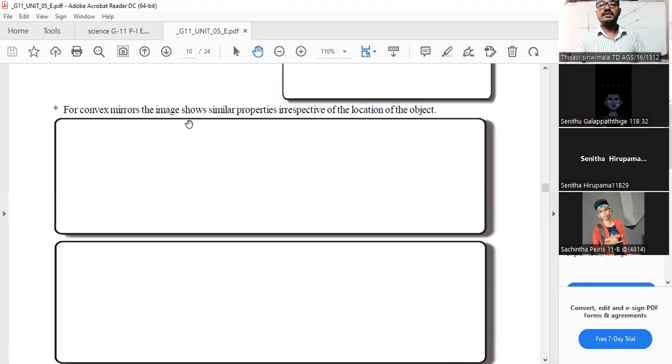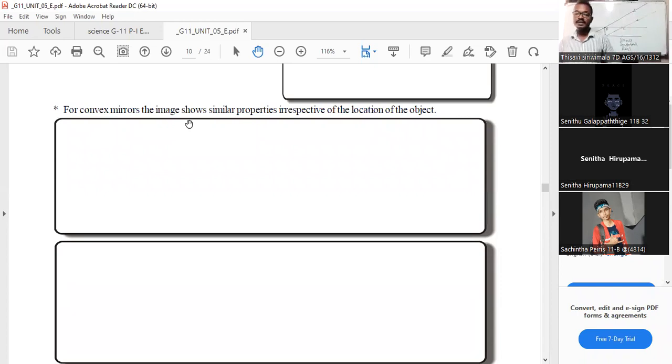For convex mirrors, the images show similar properties irrespective of the location of the object. Now, when we think of an object which is kept in front of a convex mirror, whether you keep it closer to the mirror or far away from the mirror, the images will have the same properties. One of the best examples is the vehicle side mirror.